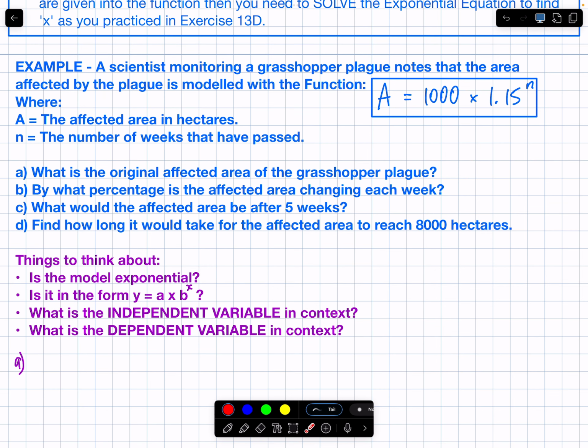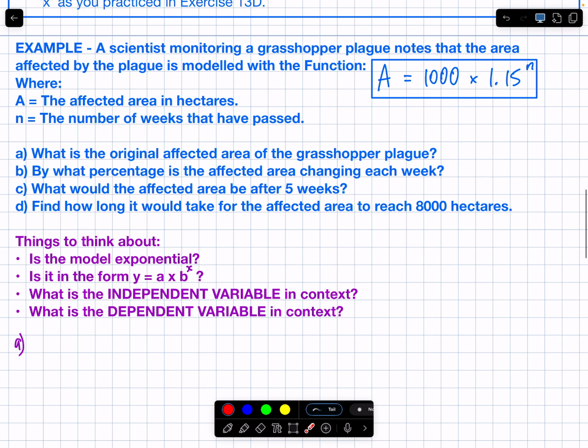A scientist monitoring a grasshopper plague notes that the area affected by the plague is modeled by this function. A is equal to 1,000 times by 1.15 to the power of n. What does capital A stand for? It's the affected area in hectares. N is the number of weeks that have passed.